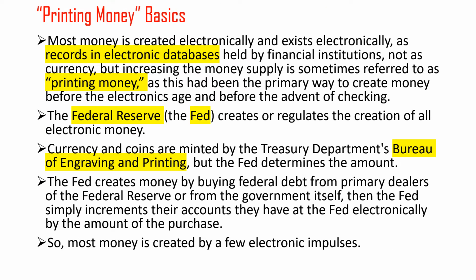Even though most money is created electronically, many people simply refer to it as printing money. Electronic money is created by the Federal Reserve, but currency and coins are minted by the Treasury Department's Bureau of Engraving and Printing. However, the Fed also determines how much currency and coins are to be minted.